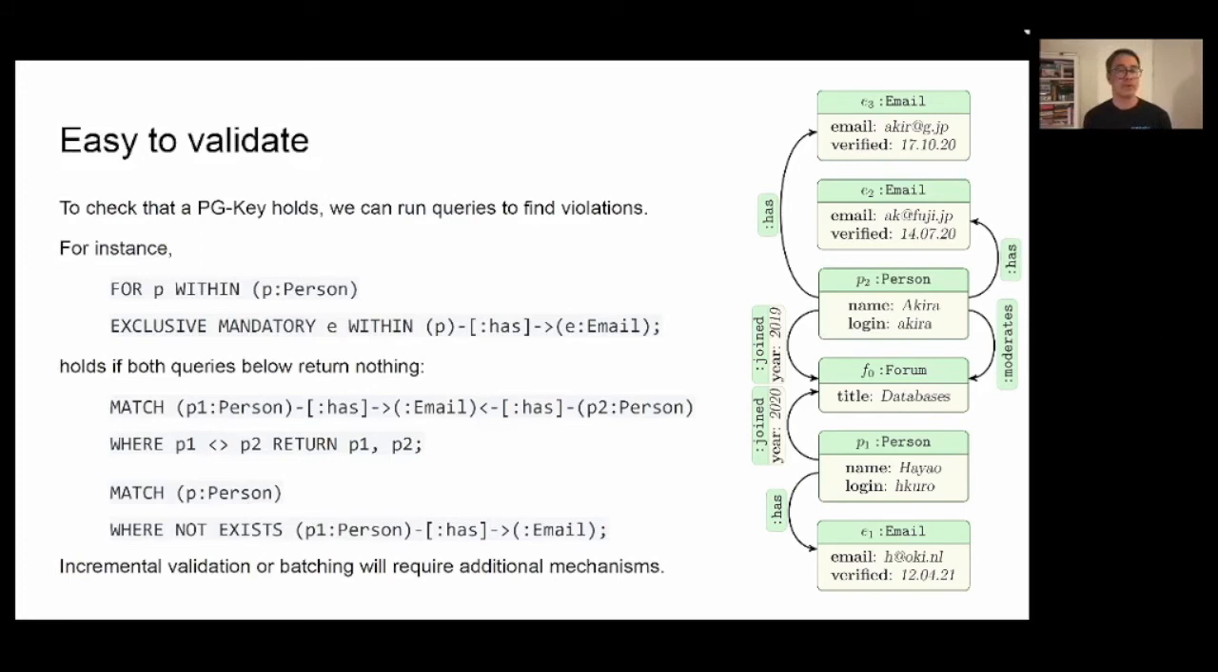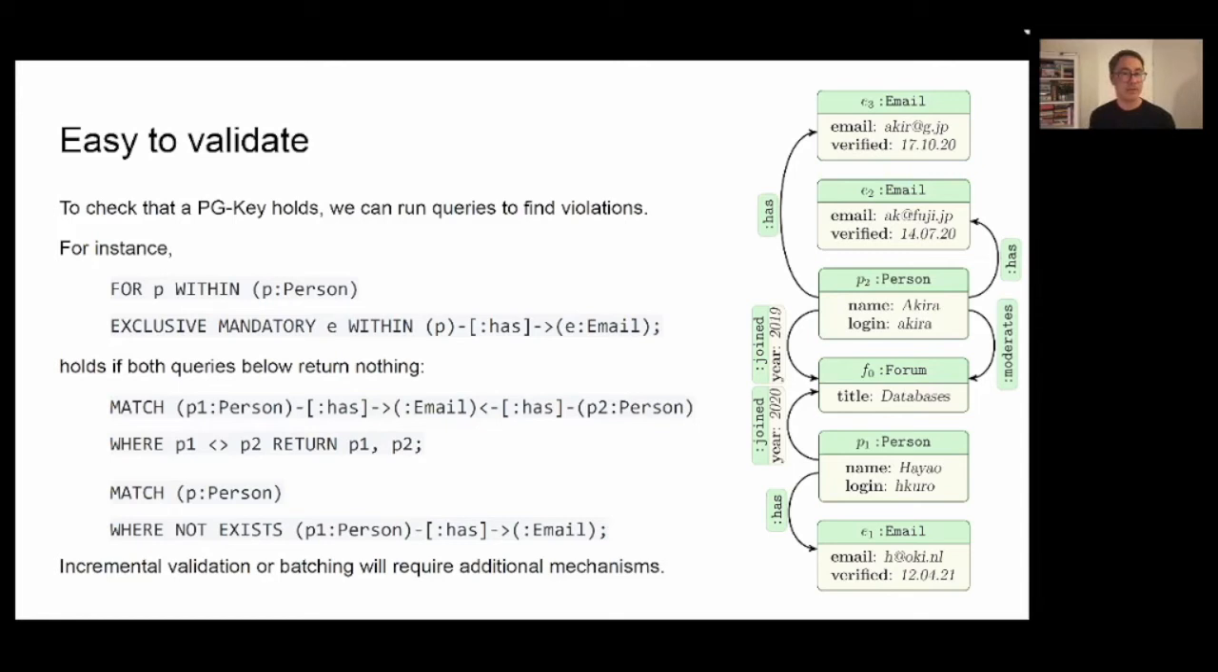Okay, and finally, our fourth design criteria is validation, ease of validation. As we discussed in the paper, to check that a PG key holds, we can run queries to find violations. So it amounts to a query evaluation using, for example, your favorite underlying query engine. For instance, suppose we wanted to validate the key constraint on person nodes stating that emails are mandatory and exclusive to a person. Well, this PG key constraint on person nodes holds if both of the queries below return nothing.